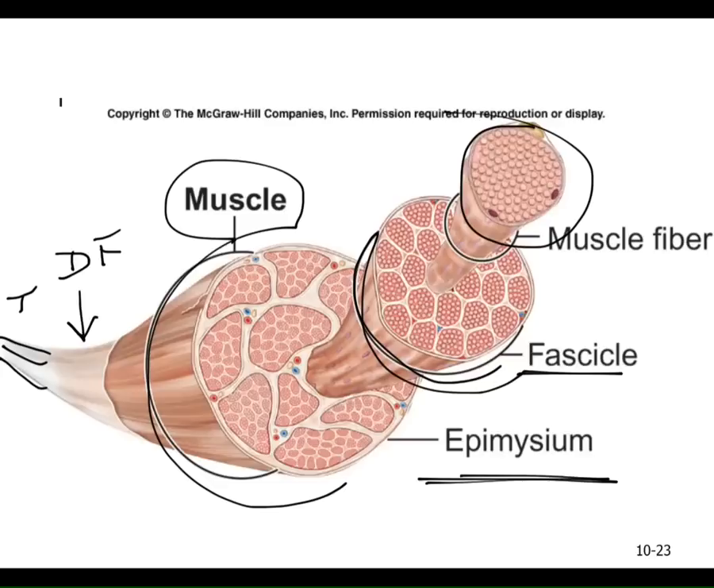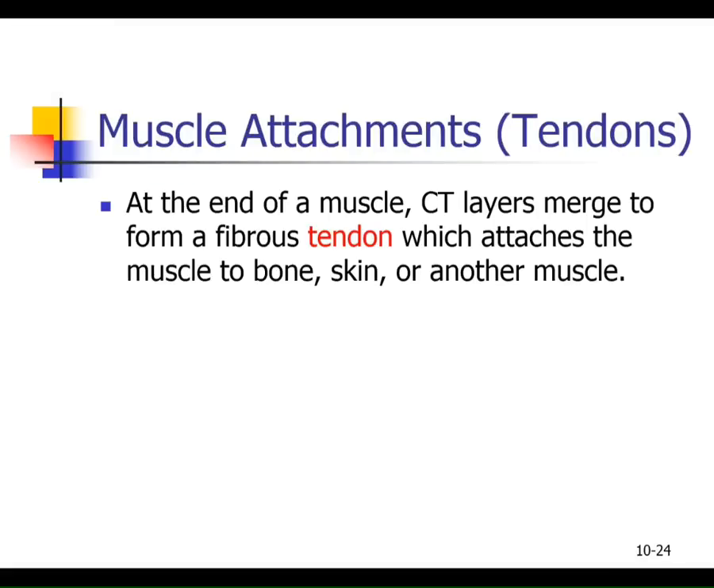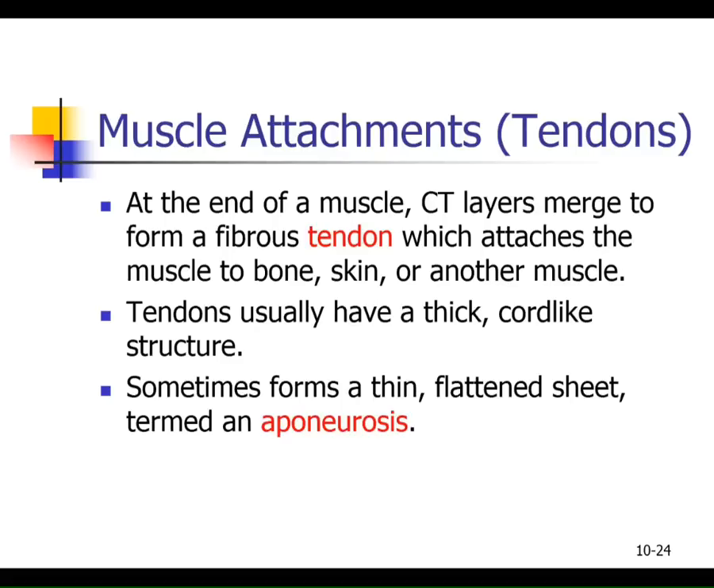And you just have to keep your orientation down, right? What am I looking at in each of these layers? So we know that tendons connect muscle to bone. They're usually cord-like structures, and there's that word again. But sometimes tendons instead are more of a flattened sheet referred to as an aponeurosis.